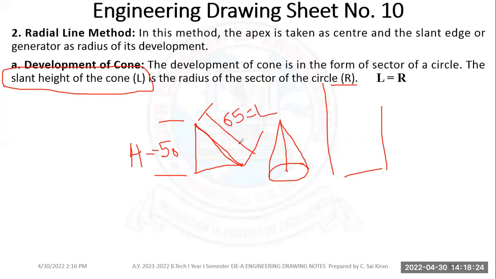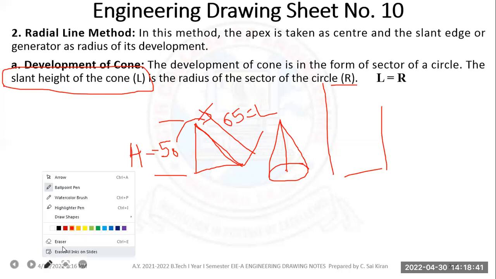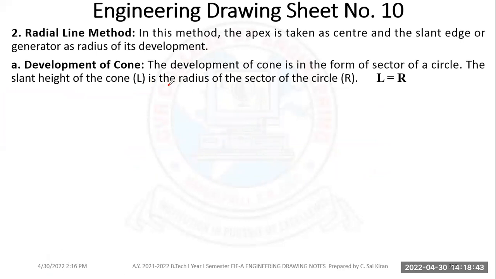In the exam, if they give that the axis is 50, then you must get the slant height L greater than 50, because it is an inclination. If I make this inclination vertical, then it will be a longer length. So here you have to calculate this slant height, and L is the radius of the sector of a circle, so you have to calculate this sector of the circle R. If you see the figure, you will understand.